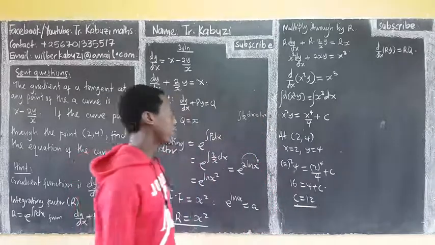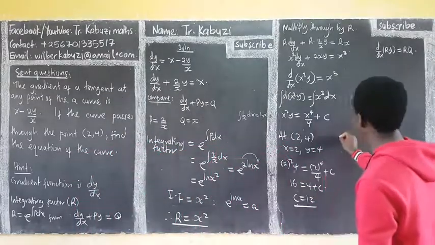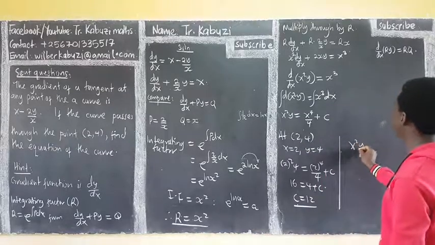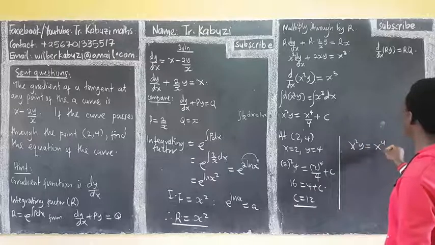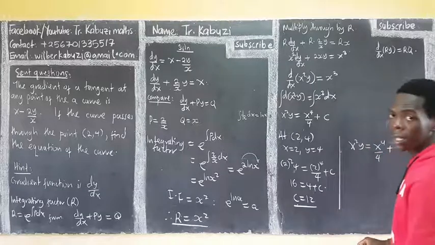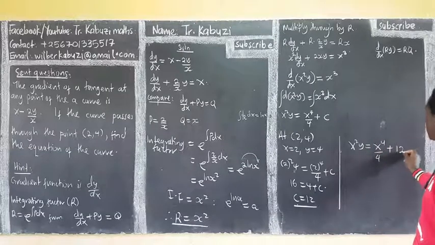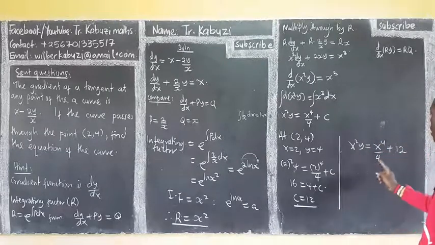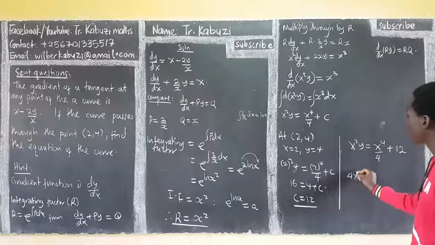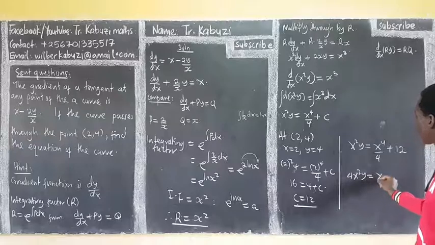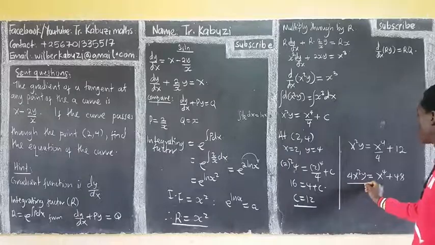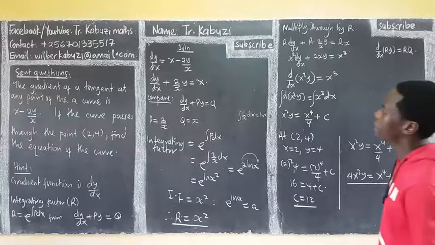So now I have the constant, so I can write my equation as x squared y equaling x to the power 4 over 4, then plus my c, which is 12. If you don't want the fraction, you can multiply by 4, which gives 4 x squared y equaling x to the power 4, then plus 48. That's our answer.